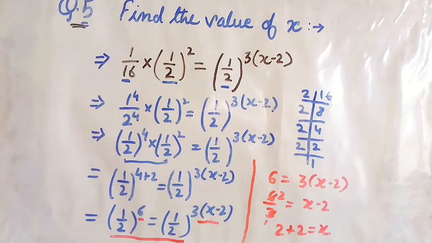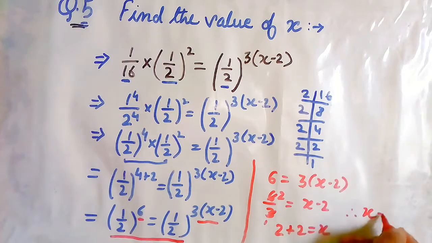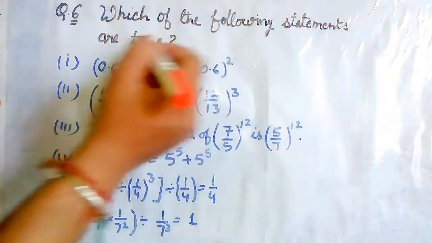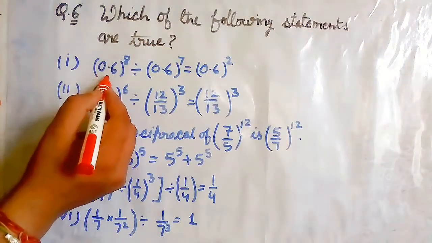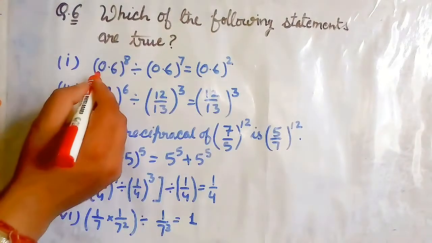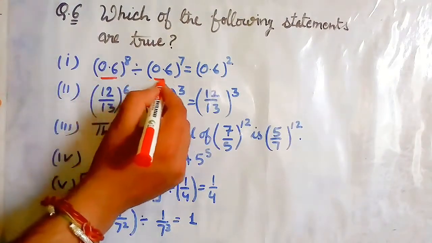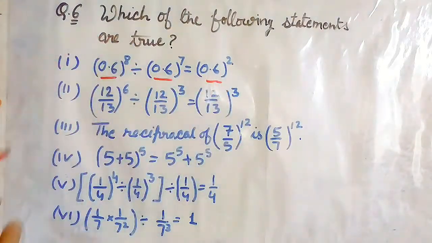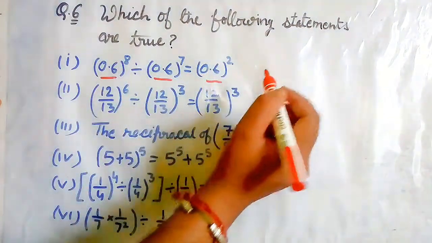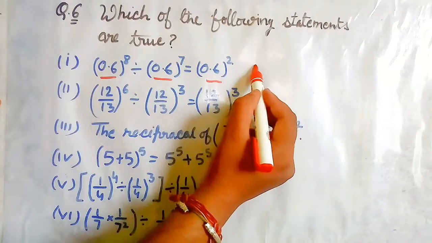Therefore, the value of x is 4. 2 plus 2, that is 4. Now next is, which of the following statements are true? And the first statement is (0.6)^8 divided by (0.6)^7 equals (0.6)^2. You can see the bases are same, so the powers we have to see now.